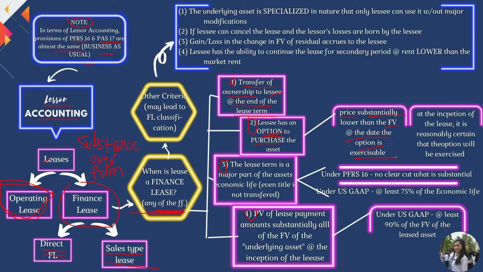Then also stated here, number 2, that at the inception of the lease, it is reasonably certain that the option will be exercised. Okay? Reasonably certain. Before we proceed with this statement, I have something to explain first.